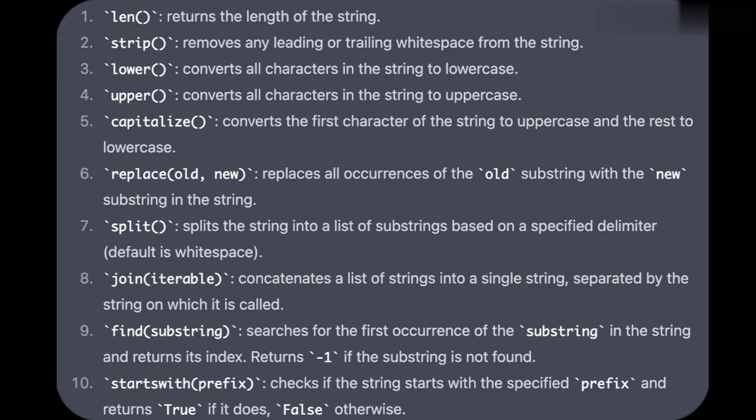Default is whitespace. Join(iterable) concatenates a list of strings into a single string, separated by the string on which it is called. Find(substring) searches for the first occurrence of the substring in the string and returns its index. Returns -1 if the substring is not found.